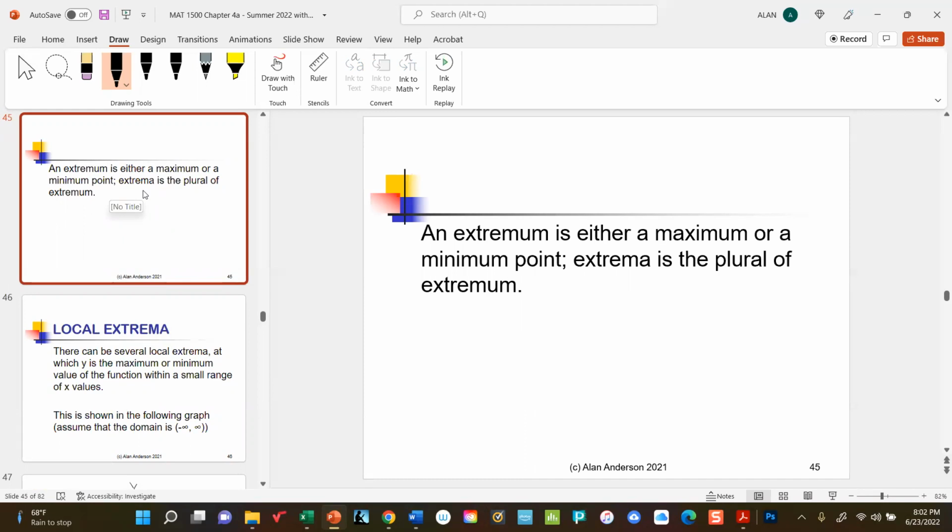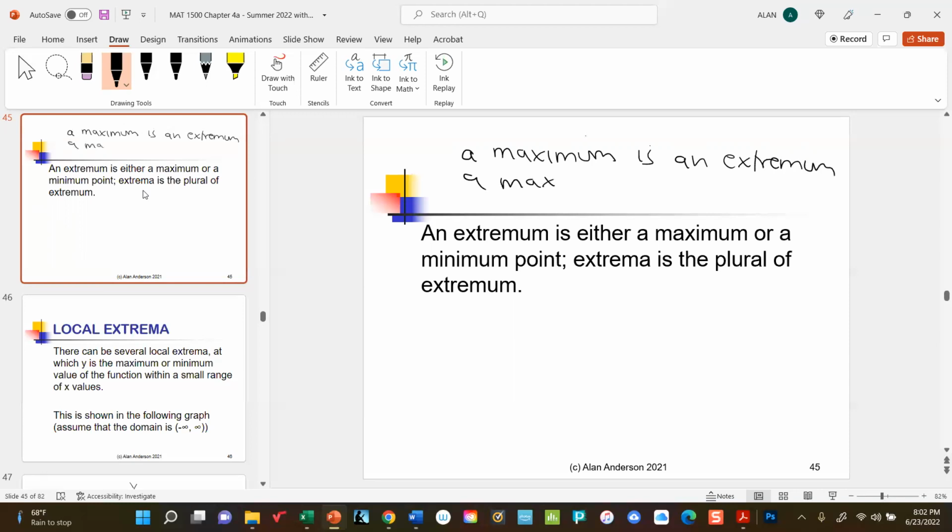All right, so let's get this straight right now. A maximum is an extremum, and a minimum is an extremum. Actually, whoops, they're both examples. Those are the two types of extrema that you can run into, a maximum or a minimum. So the word extrema includes all the maxima and minima that your function has.